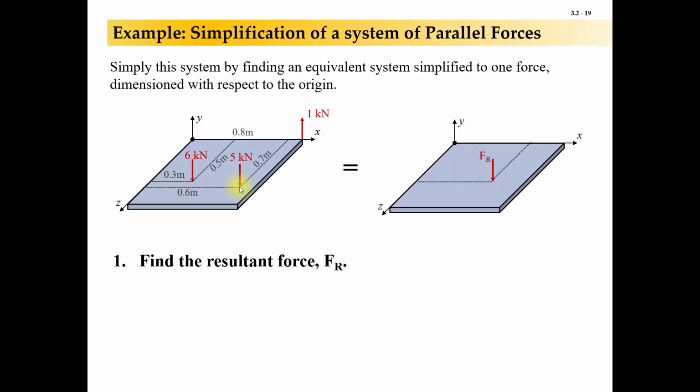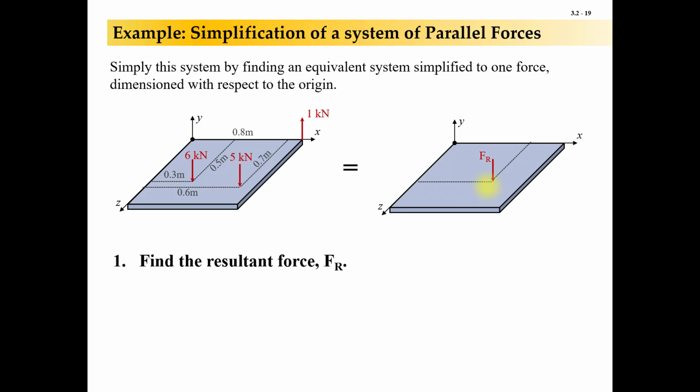I've got a 5 kilonewton force acting down. That is 0.6 meters in the x and 0.7 meters in the z. And then over here, I have a 1 kilonewton force acting up in the positive y. And it is sitting right there on the x-axis at a distance of 0.8 meters from the origin. We want to take all of this and turn it into that. Easier, right? Easier to look at, easier to visualize.